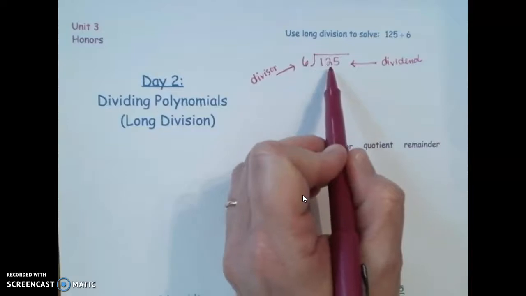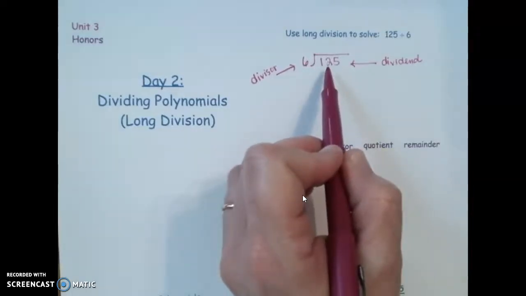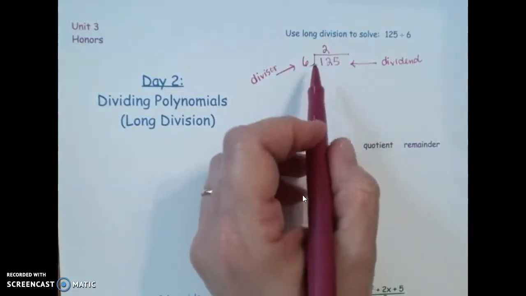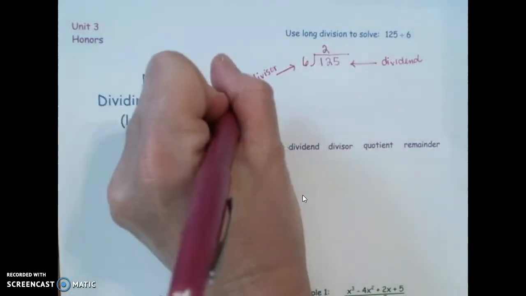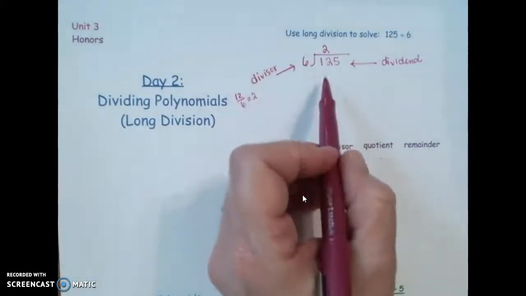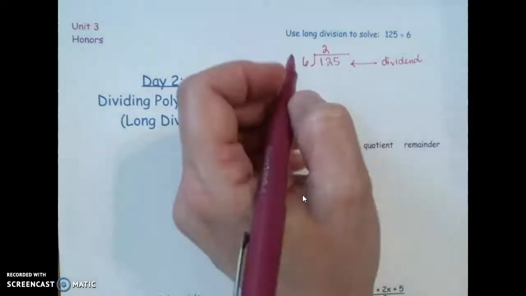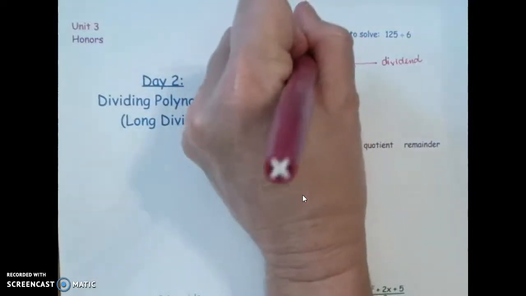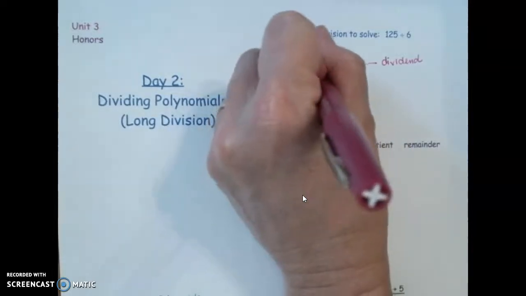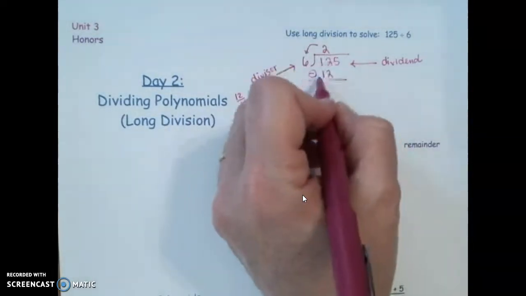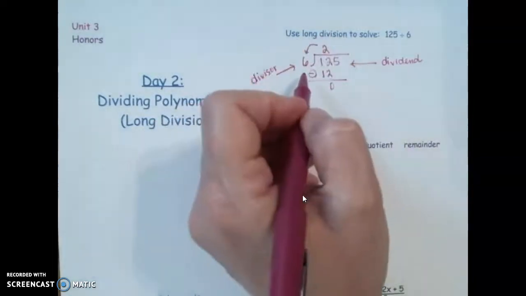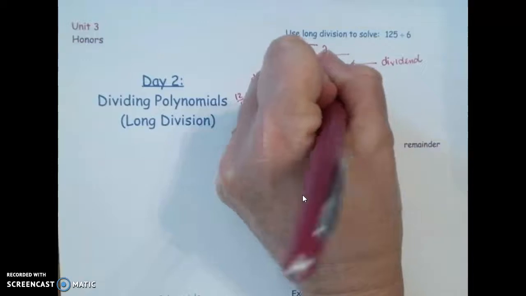All right, so the process is, will 6 go into 1? No, it will not, so you were taught to move over. Will 6 go into 12? Yes, it will, 2 times. So that goes on the top. Or you could have come over to the side and said 12 divided by 6 to give you 2 if you needed to work that out. And then you multiply. So 2 times 6 will give us 12. And then we always subtract. So your goal is, if you multiply correctly, this is going to give you 0. And then you're going to drop down that next term.